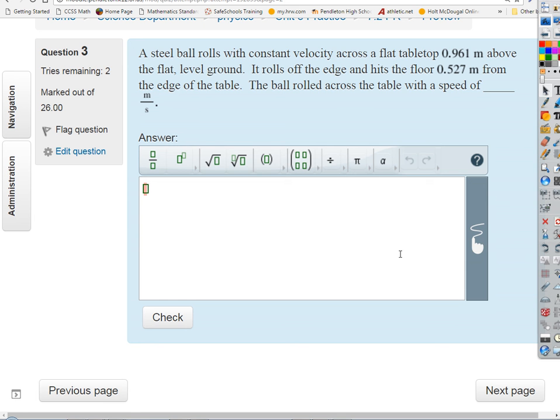So what about this? A steel ball rolls with constant velocity across a flat tabletop 0.961 meters above the flat level ground. It rolls off the edge and hits the floor 0.527 meters from the edge of the table. The ball rolled across the table with a speed of what? Okay. I think that's kind of a clever question myself.